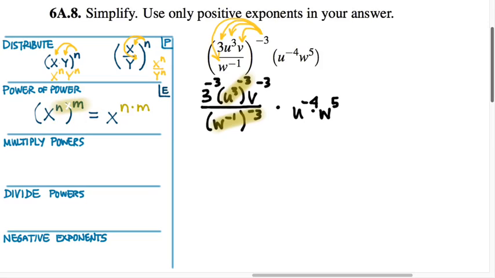And when I use it in those 2 places, how many u's do I get upstairs here? Negative 9. 3 to the power negative 3 times u to the power negative 9 times v to the power negative 3. And downstairs, how many w's? Positive 3, negative 1 times negative 3. Great. u to the minus 4, w to the plus 5. Great. And now all of our parentheses are gone once we've finished with the power of a power business.